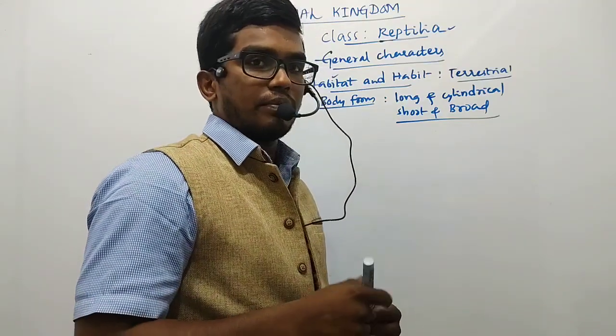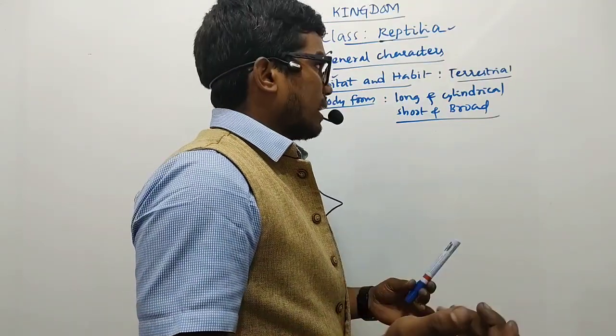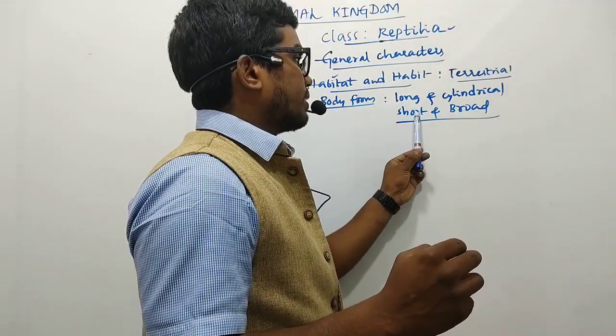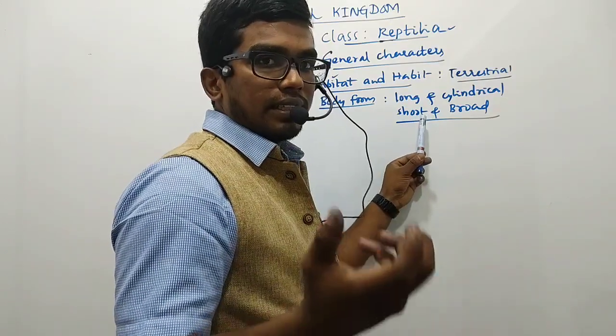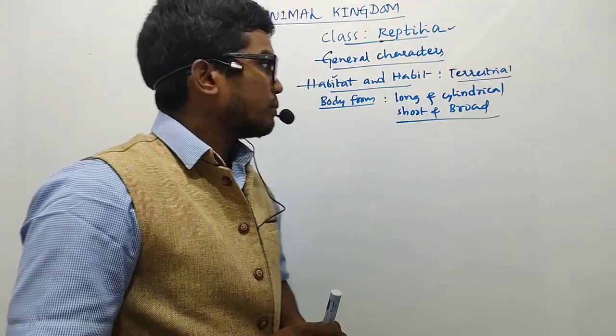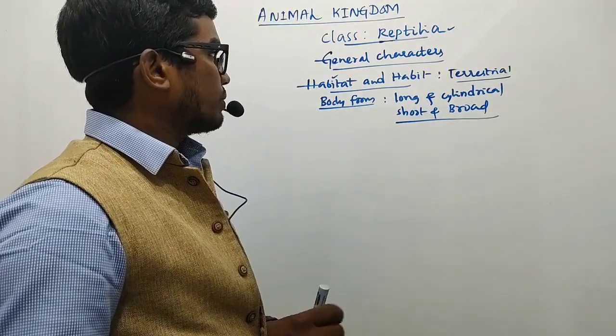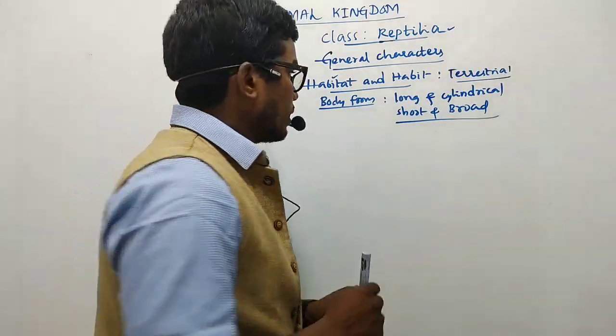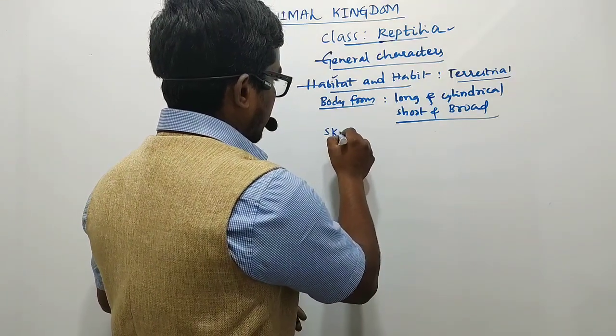Let us say, for example, we have the crocodile, or let us say, for example, short and broad, we have a turtle or tortoise. Okay, so these two body forms can be seen with respect to the reptiles. Next, moving on to the skin.